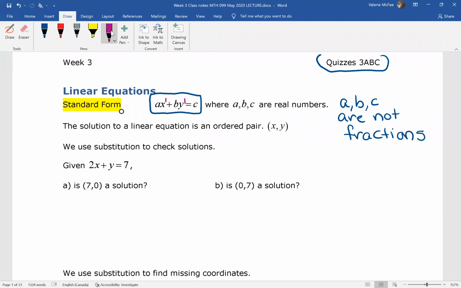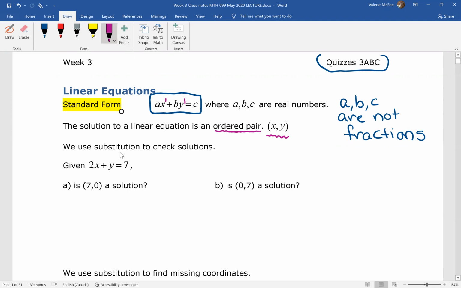Now, we're often asked to find a solution for an equation. And before, the equations we were solving contained only x. Now, we have a solution that is both x and y. Remember that this xy is known as an ordered pair. So here's a question. If we're given an equation, 2x plus y equals 7, is (7, 0) a solution?